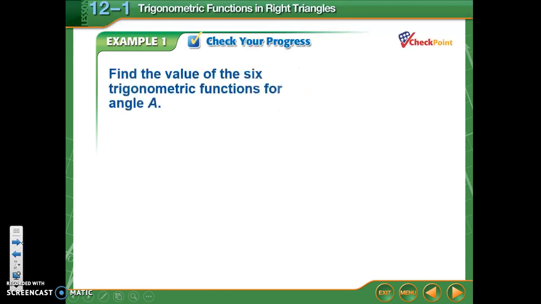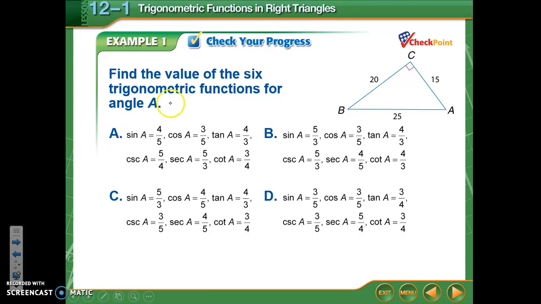So for this check your progress, I want you to do the same thing for this triangle. Notice we're doing it for angle A. All right, in this case, your answer should be A. Check the labeling of your triangle. When we're basing it on angle A, 20 is the opposite side and 15 is the adjacent side. 25 will always be the hypotenuse.